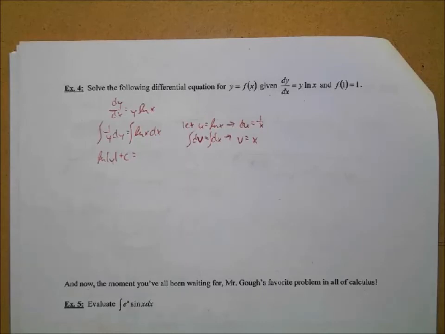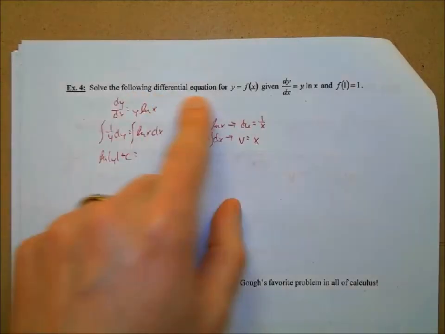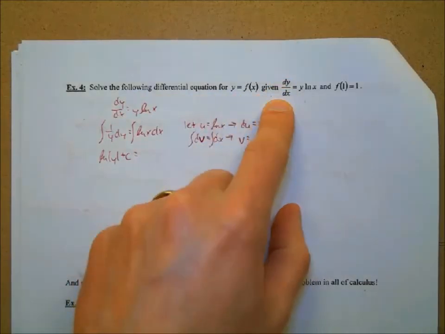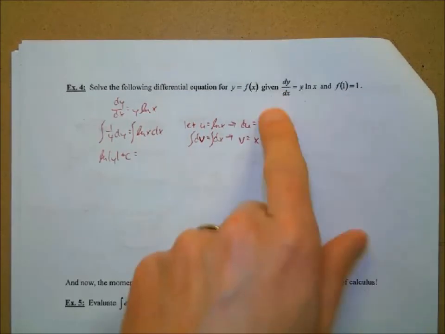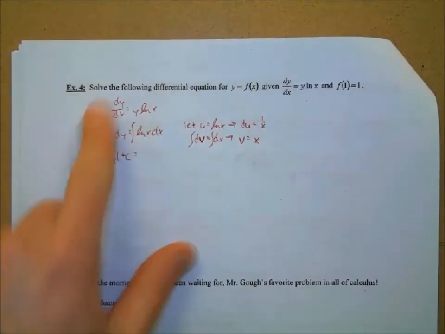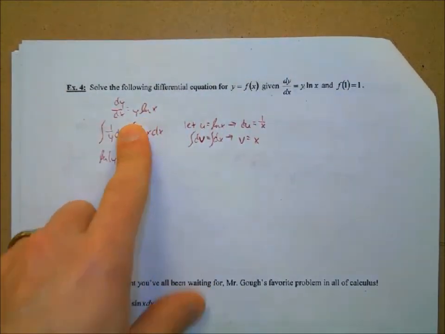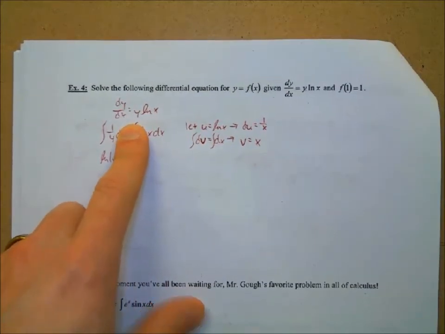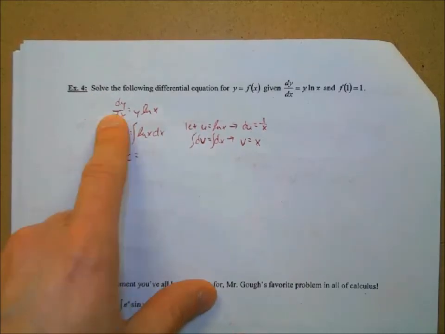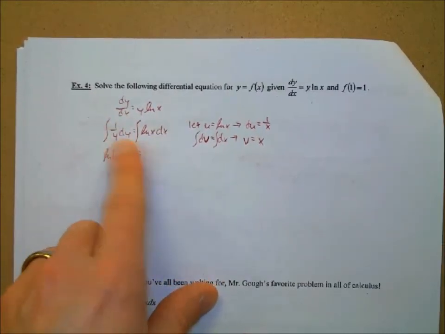Example 4 here, solve the following differential equation for y equal to f of x, given dy over dx equals y ln x, and f of 1 equals 1. So there's our differential equation. What's our technique we use to solve a differential equation? Well, the one technique we have is separation of variables. So we move the y over, make it 1 over y dy, move the dx over, so it's ln x dx. And they're going to integrate both sides here.